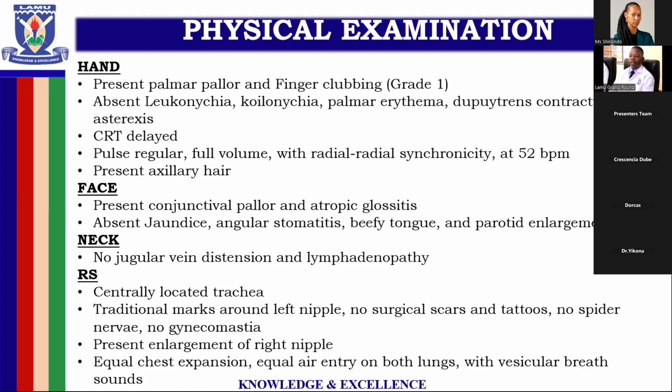Then on the face, there was conjunctival pallor. Then there was atrophic glossitis. Then there was absence of jaundice. There was no angular stomatitis. There was no beefy tongue, and there was no parotid enlargement. And then on the neck, there was no raised jugular venous pressure. Then there was no lymphadenopathy.